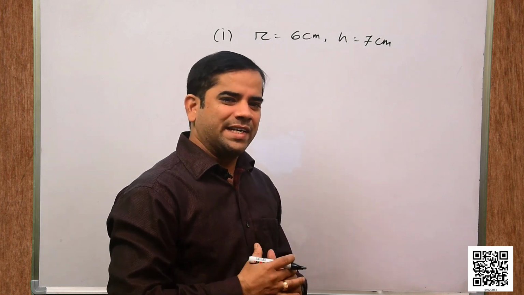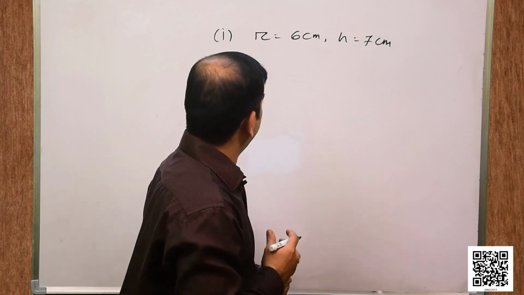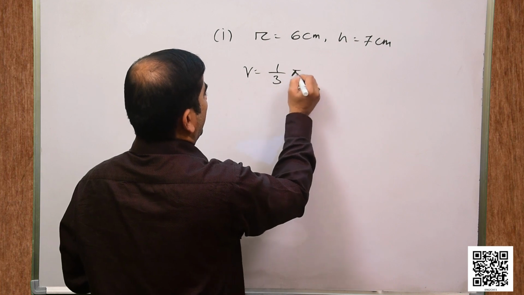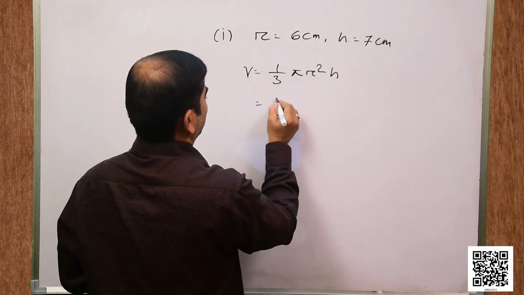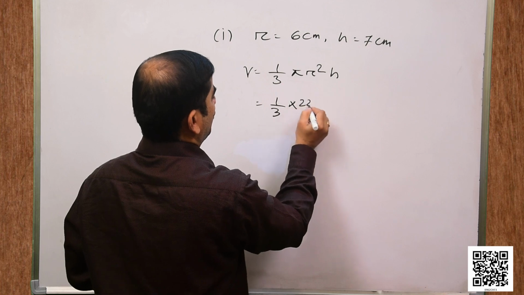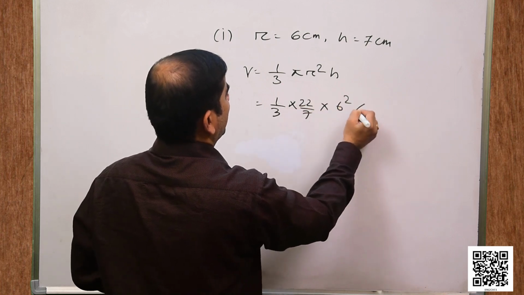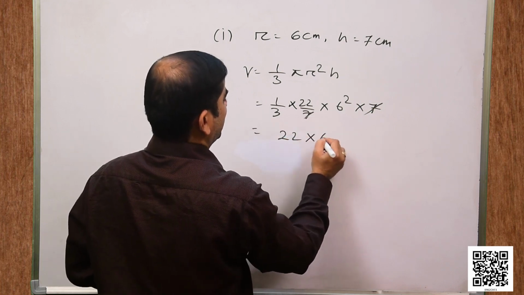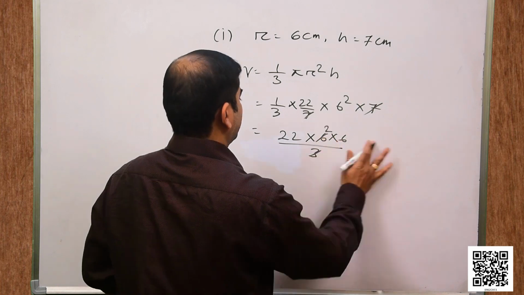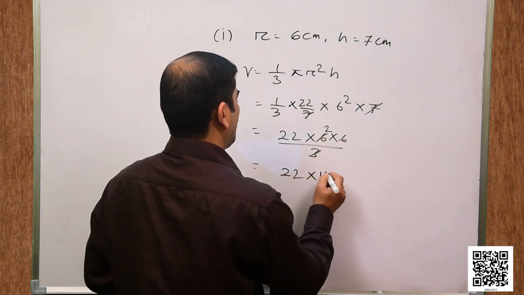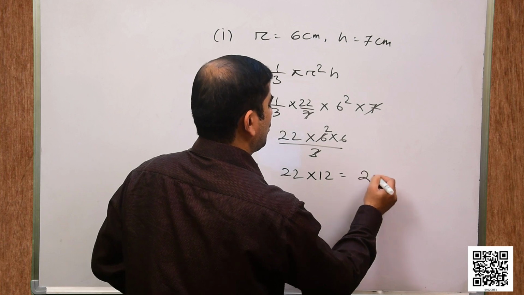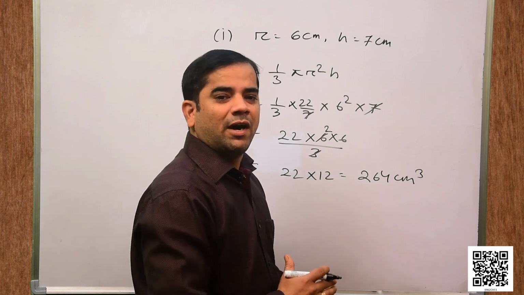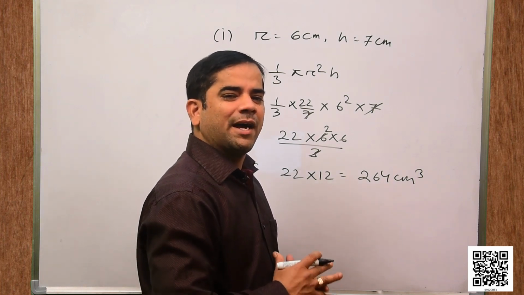We need to find the volume. So what is the formula for that? 1 by 3 pi r square h. So volume is equal to 1 by 3 pi r square h, 1 by 3 into 22 by 7 into 6 square into 7. So 22 into 6 by 3. This is equal to 22 into 12, so 264 centimeter cube. Fine. So for part 1, the volume is 264 centimeter cube.